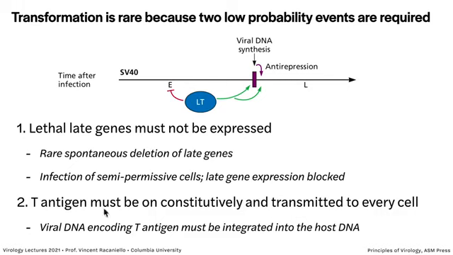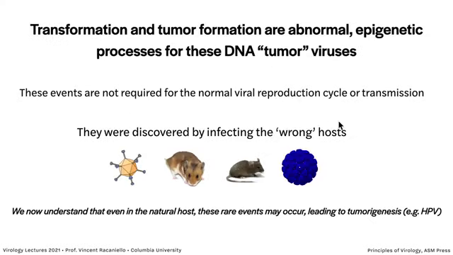So that's one. And secondly, T antigen has to be on all the time, and it has to be in every cell as it divides. The best way to do that is to be integrated into the host DNA. Both of these events are quite rare, and that's why transformation is rare. And you need to understand that transformation, and eventually tumor formation, which is downstream of transformation, are abnormal, epigenetic processes.